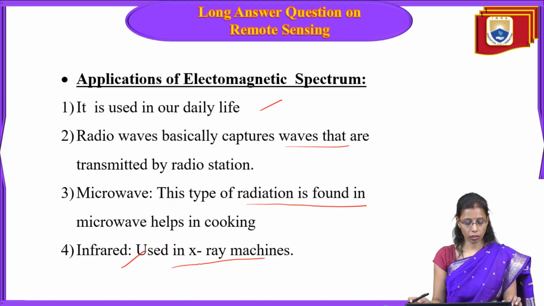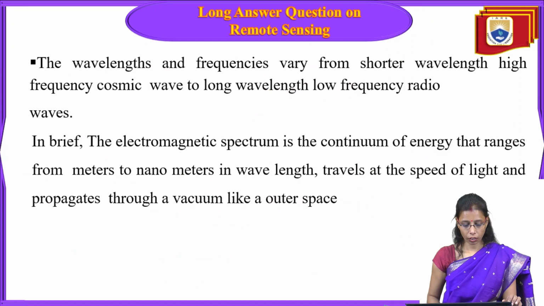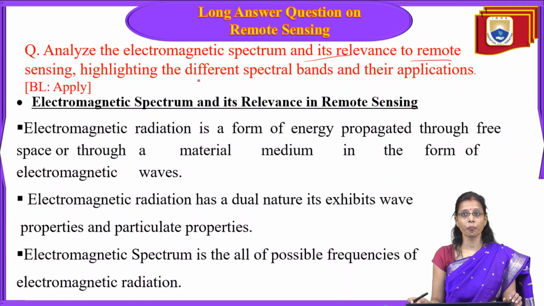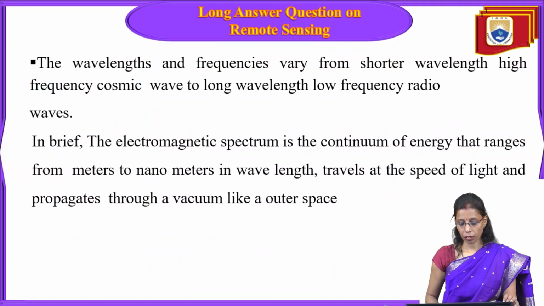So this is about the electromagnetic spectrum as relevant to remote sensing, highlighting the different spectral bands and their applications. The applications are very wide, and can be used in different fields and in various forms to find information and get more information about different regions. So electromagnetic radiation is very helpful in day-to-day life for all purposes.